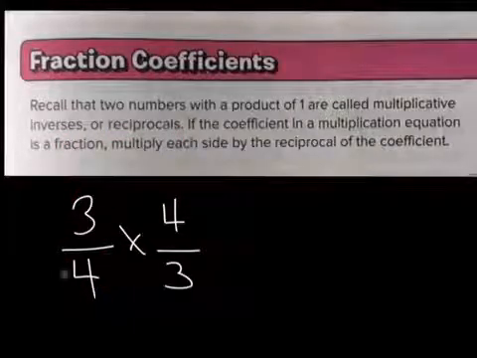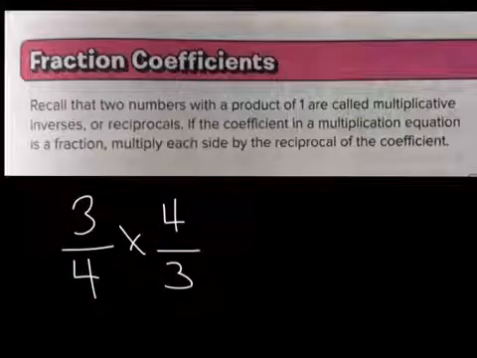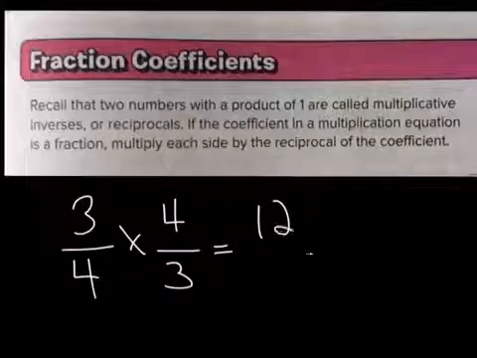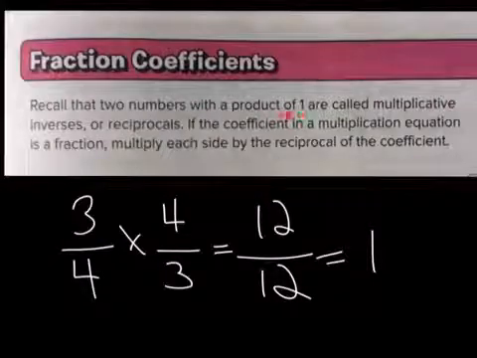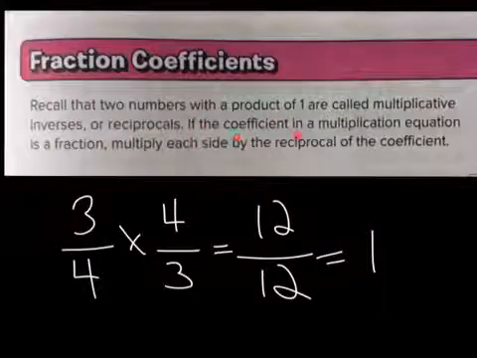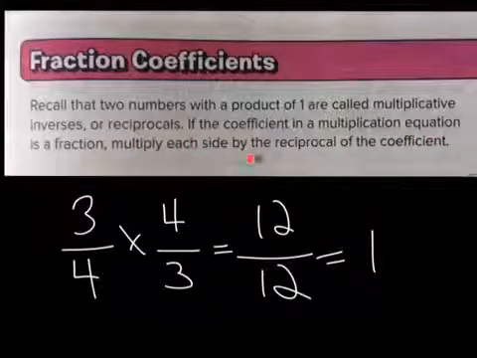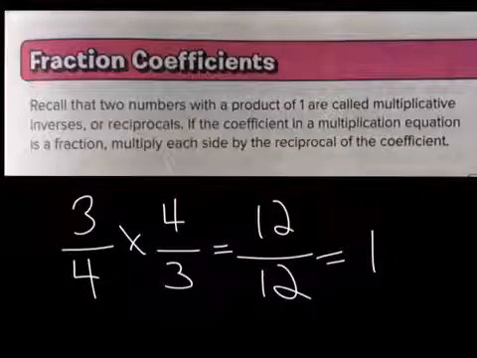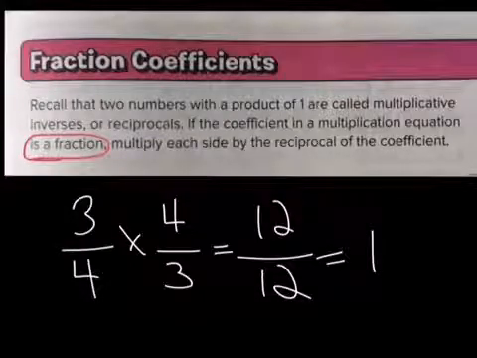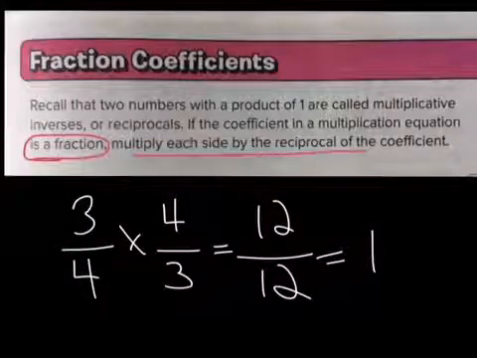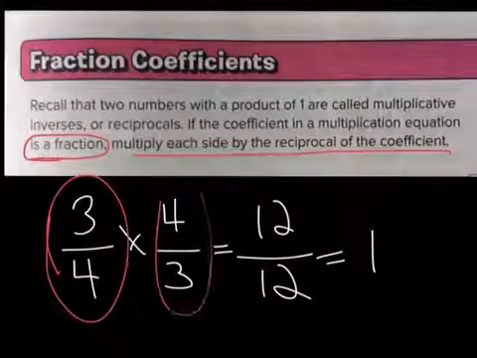Remember, we always say find the reciprocal? Well, that's how we find the reciprocal. We just simply invert the fraction. And if we were to multiply this, we would get 12 over 12, which is 1. And that's why they say it's the product of 1, right? If the coefficient in a multiplication equation is a fraction, multiply each side by the reciprocal of the coefficient. So take note of this, boys and girls. If it's a fraction, we must multiply each side by the reciprocal.